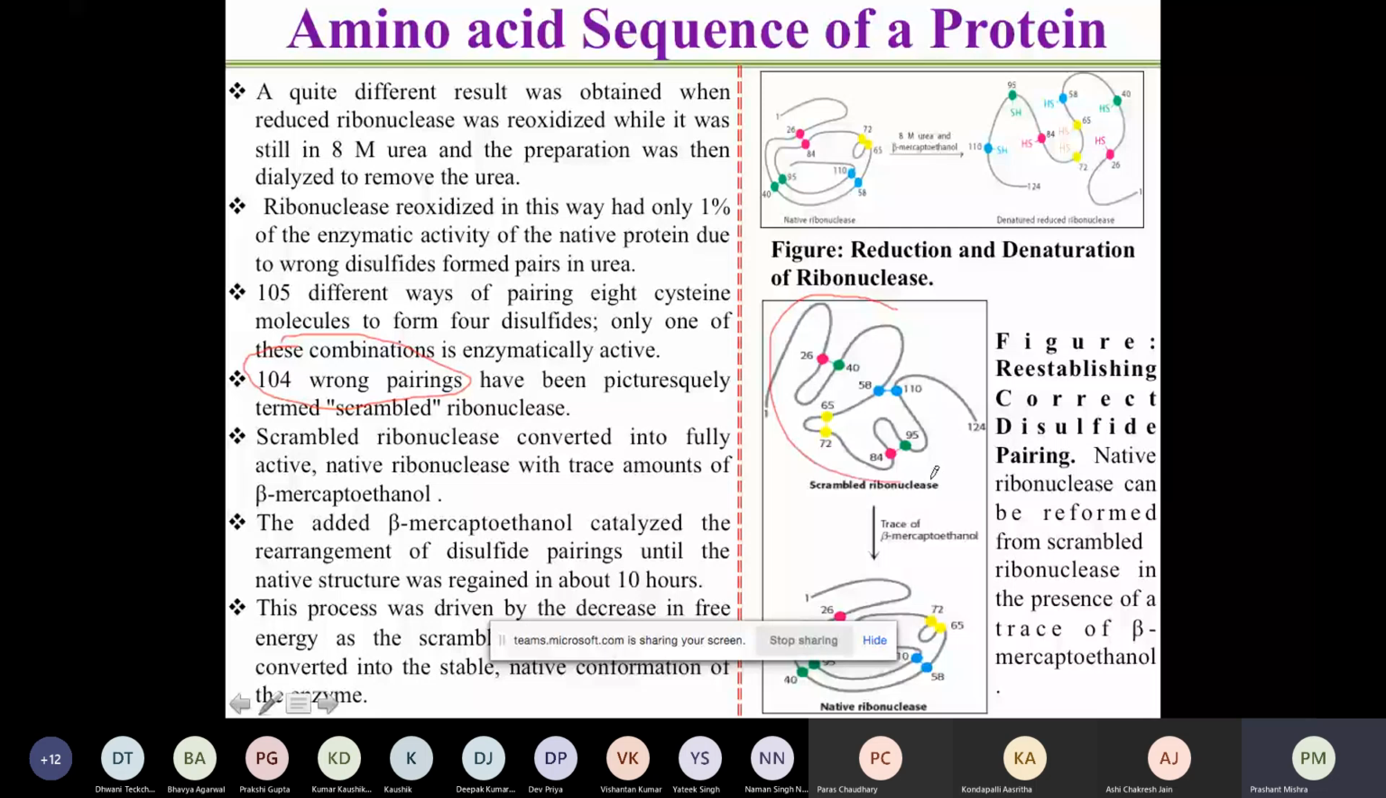Such a ribonuclease structure will not be functional, or if it is functional, its functionality will be very poor. The scrambled ribonuclease converts into fully active native ribonuclease with a trace amount of beta mercaptoethanol. The added beta mercaptoethanol catalyzed the rearrangement of disulfide pairing until the native structure was regained in about 10 hours. So there are different ways in which reorganization was done, and only by regaining its native conformation did the protein gain its functionality.